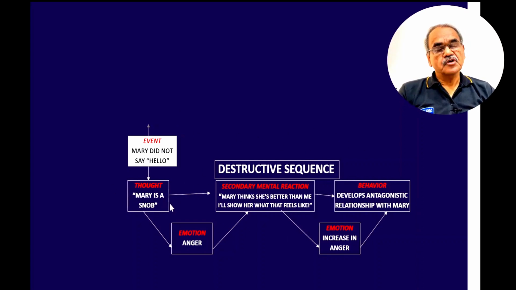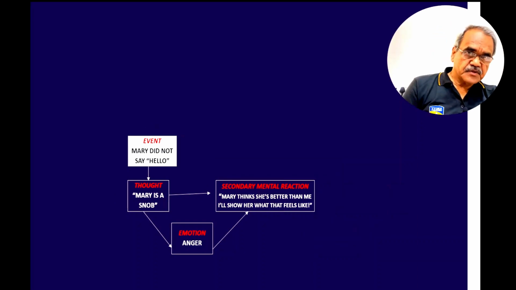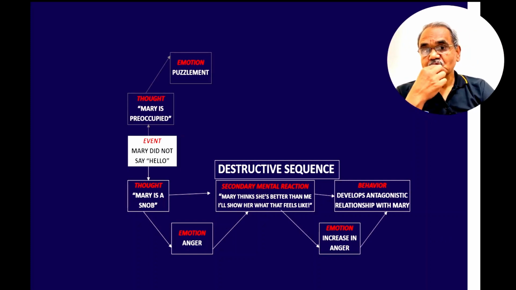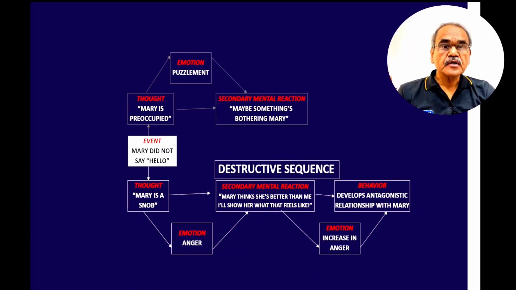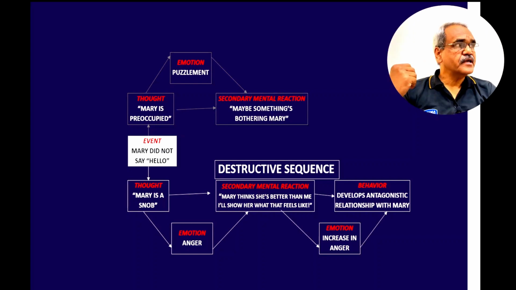Mary is a snob. Now the same situation, same event. Let's see the other part of this thing. Okay, maybe she is preoccupied. वो मेरे को देख नहीं पाई या उसके दिमाग में कुछ और चल रहा है. That kind of a thought comes. Okay, तो emotion क्या होगा, puzzlement. या क्या हो गया उसके साथ. I hope all is fine.